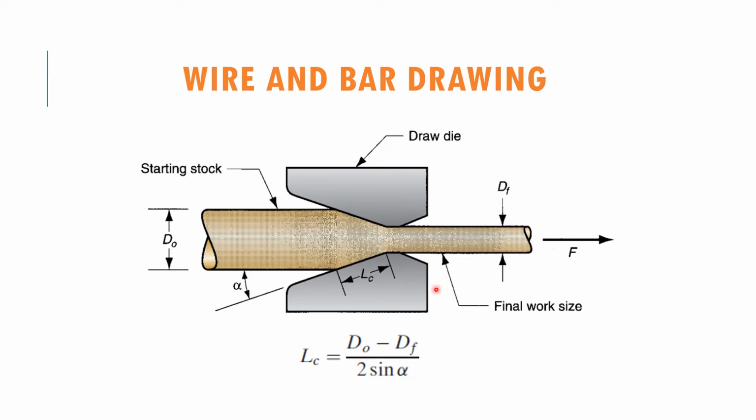There is also another component, which is Lc, the contact length between the die and the workpiece. It is calculated using Lc equal to D naught, which is the initial diameter, minus D final, over 2 sine alpha. So it needs the angle for the die.